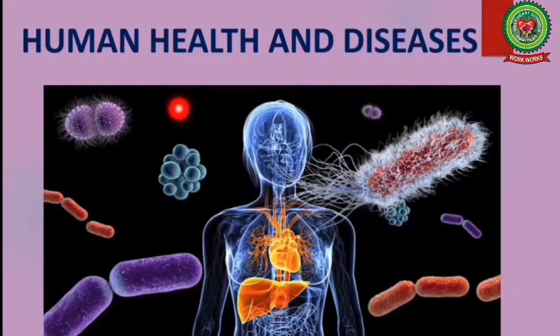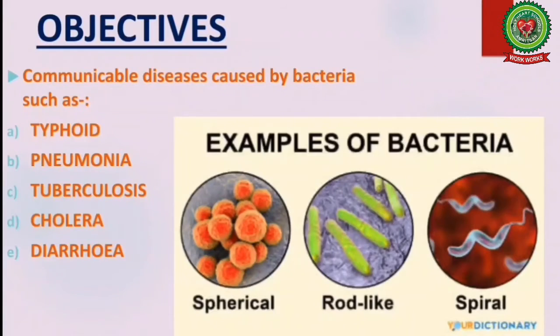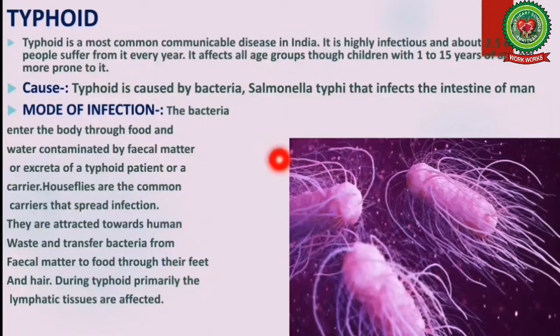This video is in continuity with the previous video of the chapter Human Health and Diseases. The various objectives we are going to cover in this video are communicable diseases caused by bacteria such as typhoid, pneumonia, tuberculosis, cholera, diarrhea.